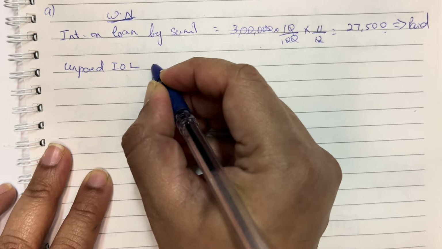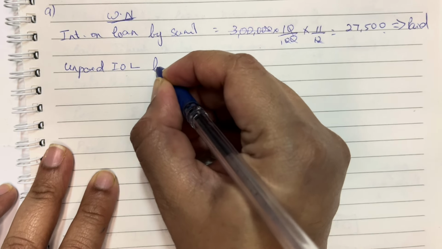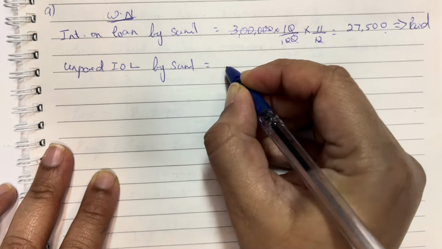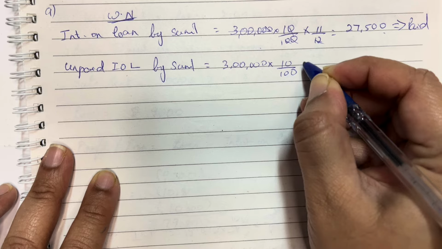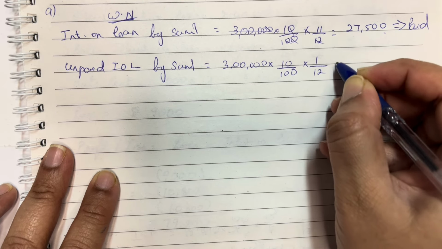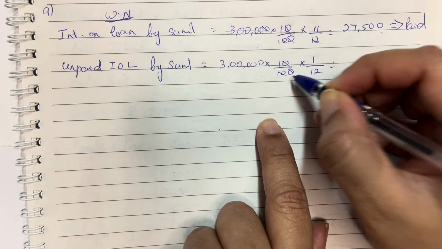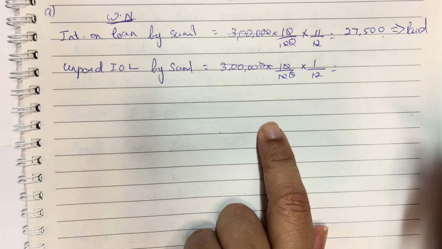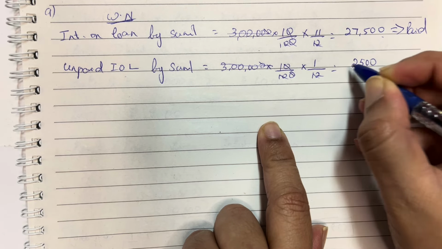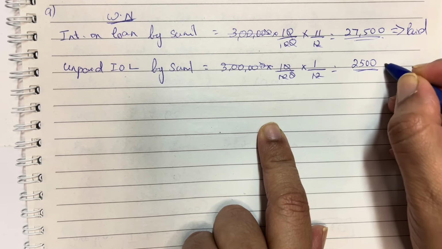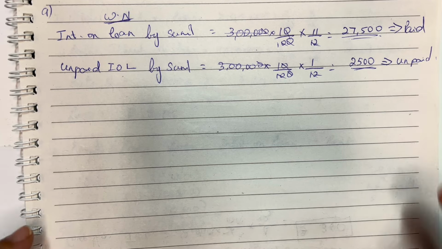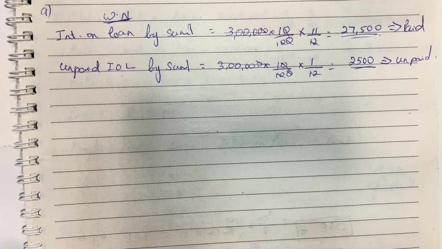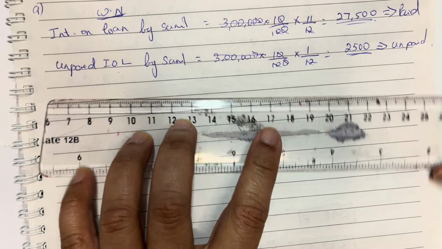Now we'll calculate the unpaid interest as well. Unpaid interest on loan by Sunil is again 3 lakhs is the loan he had given into 10%, that's 10 by 100 into only 1 month was interest unpaid. So that would fall up to 2,500 rupees. This interest was unpaid. Okay, so now we got the interest which was paid, the interest which was unpaid. We are asked to pass journal entries. So let's first prepare the format.